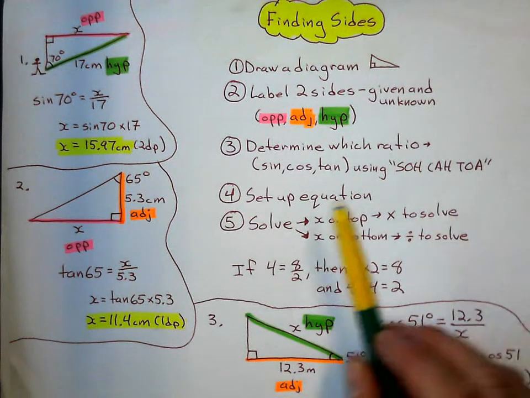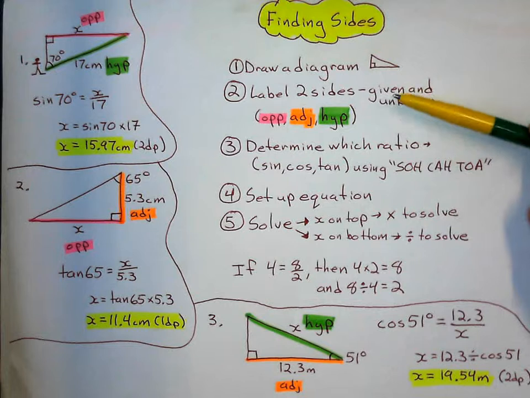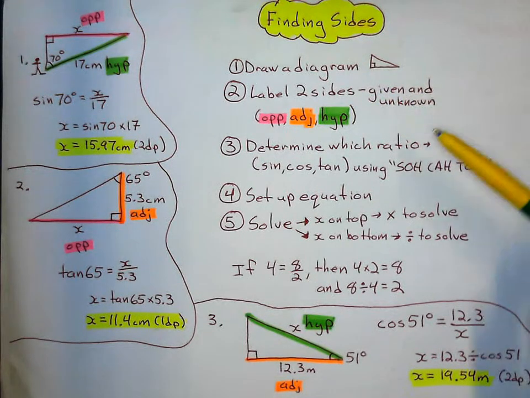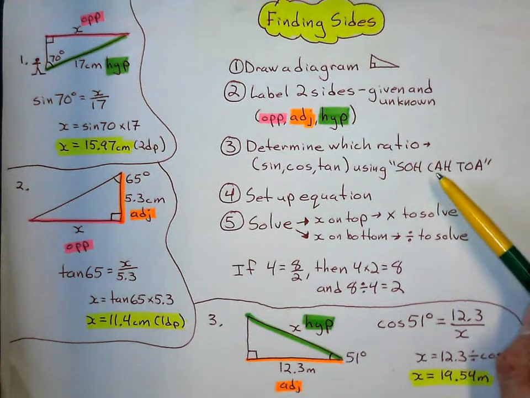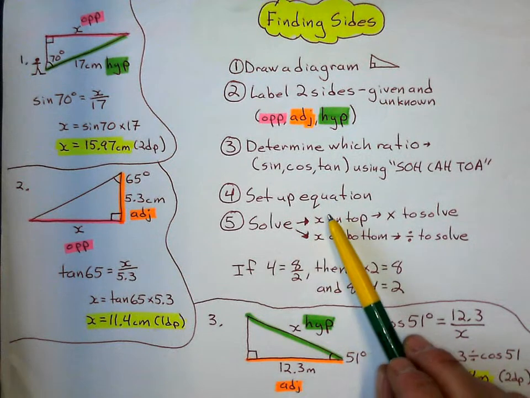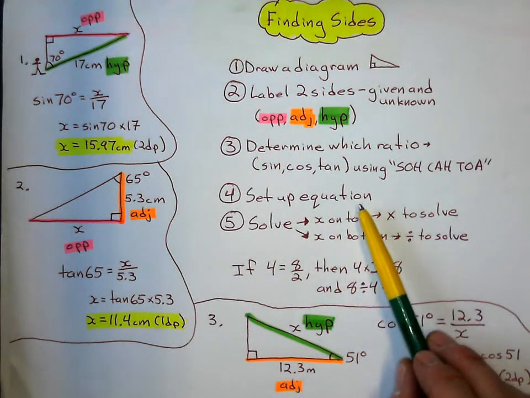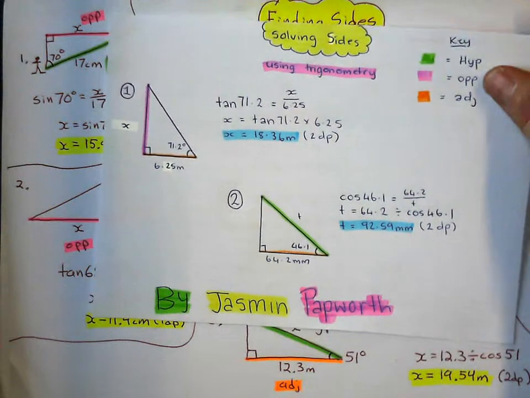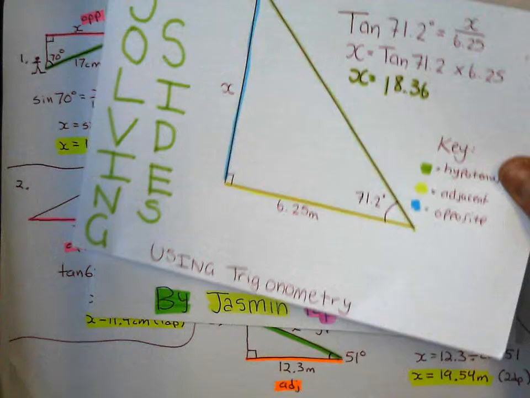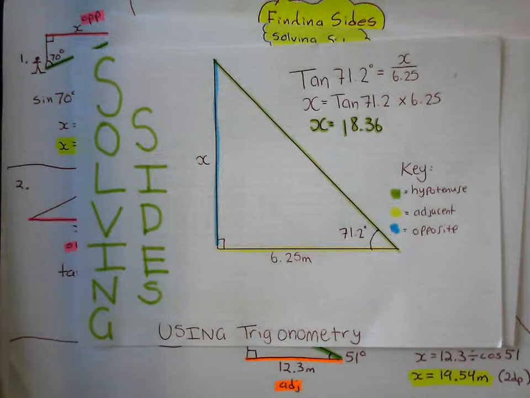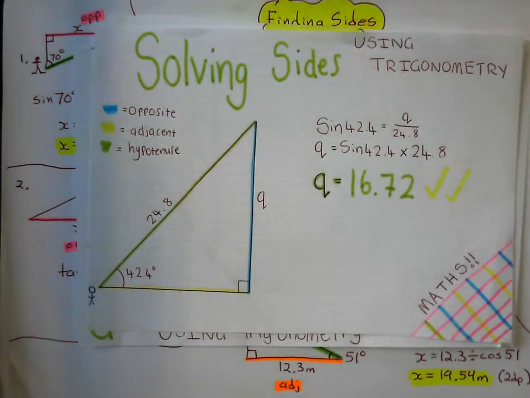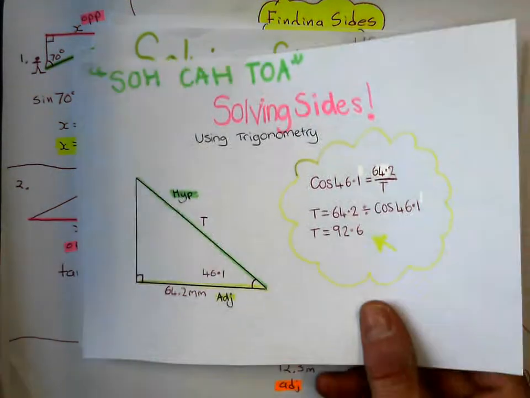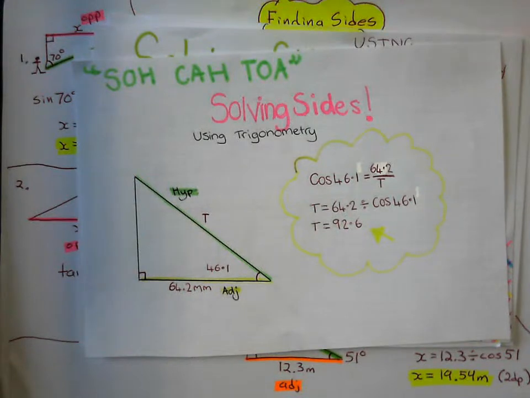We label the two sides, the given and the unknown, and that determines which trig ratio to use. And from there we set up the equation. Now we're going to do the same thing today, except we're just going to solve it a bit differently. Here are some examples of solving sides using trigonometry: using tangent, using sine, and using cosine. All examples of finding sides using trigonometry.